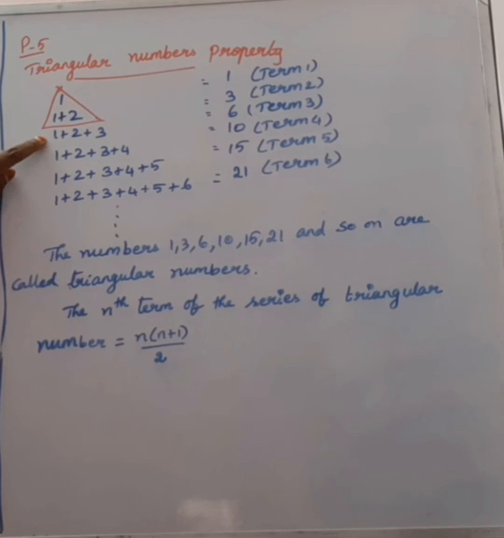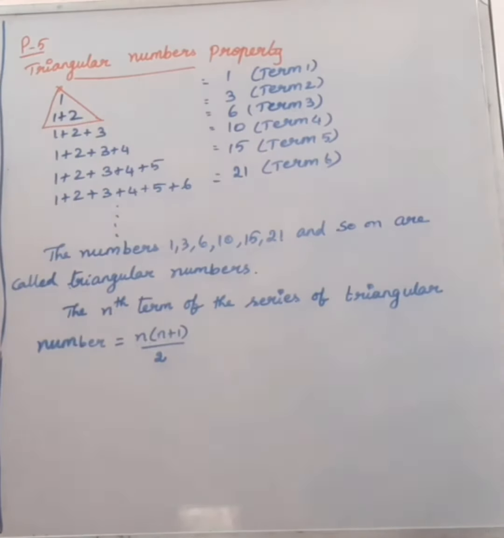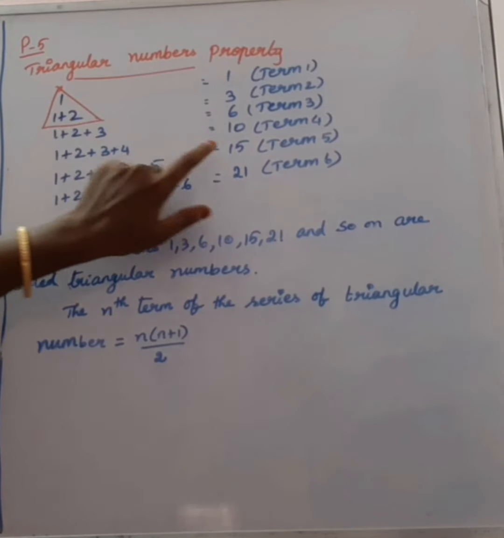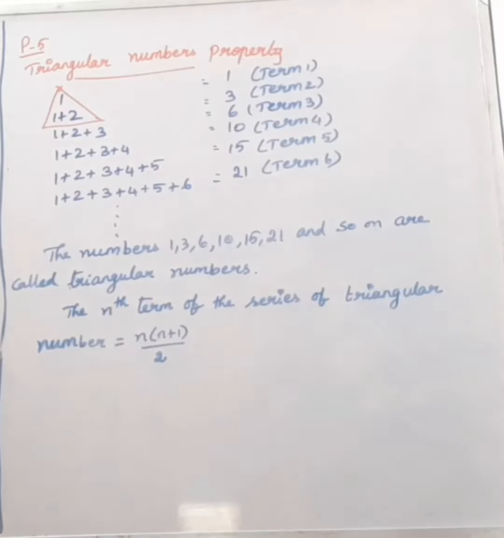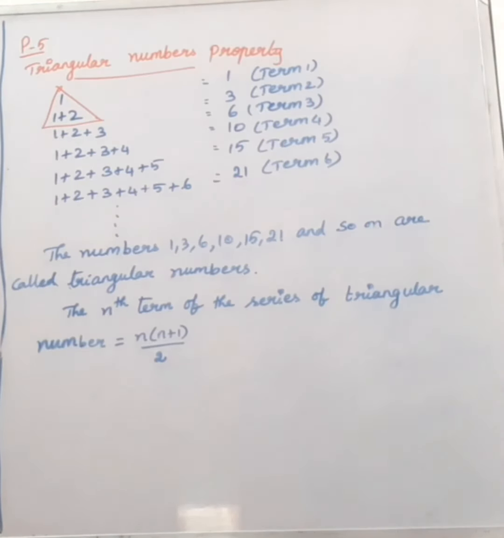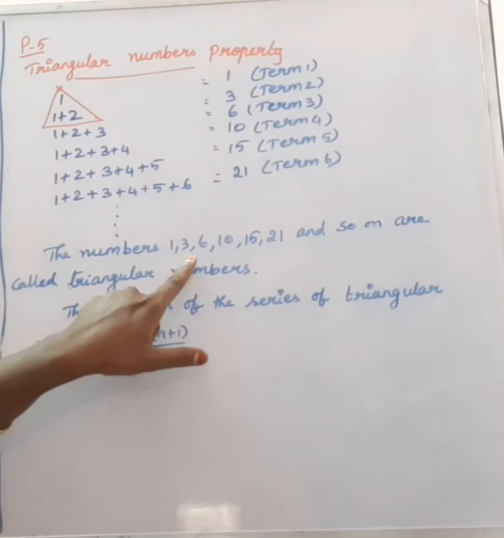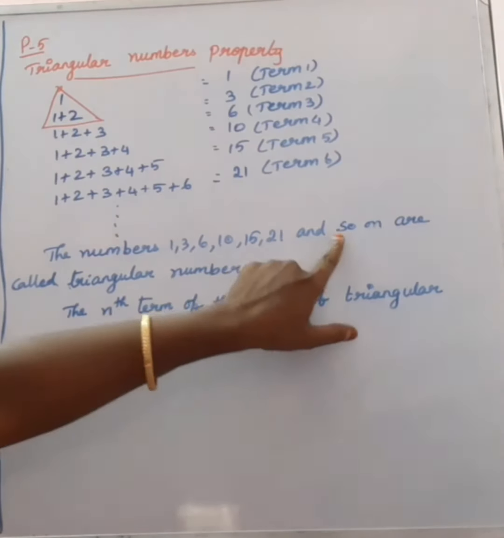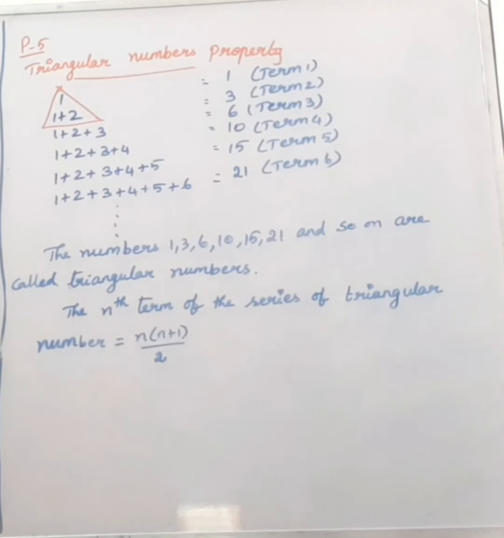Next, 1 plus 2 plus 3. We get the answer as 6. Then 1 plus 2 plus 3 plus 4. We get the answer as 10. So term 1, term 3 continuously it will come on till the nth value. Okay. So the numbers 1, 3, 6, 10, 15, 21 and so on are called triangular numbers.